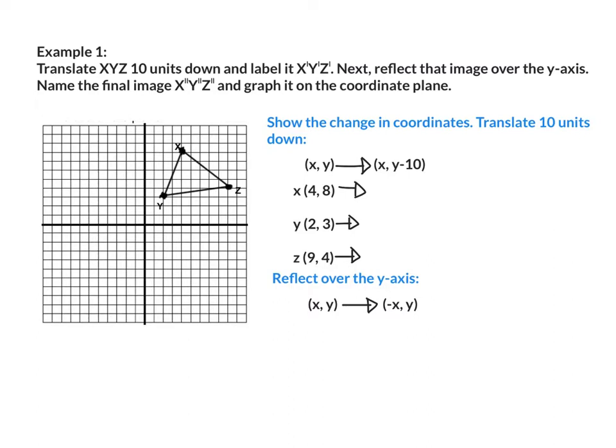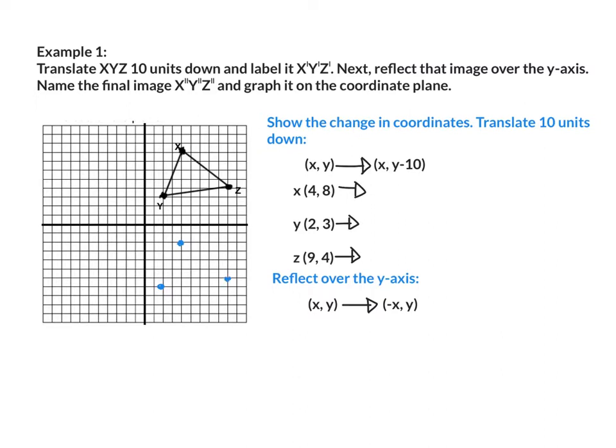Okay, so first what I'm going to do is move 10 units down from each coordinate. So I'm going to start with my Y coordinate. So I'm going to move 10 units down. 1, 2, 3, 4, 5, 6, 7, 8, 9, 10. Now my X coordinate, I'm going to move 10 units down. 1, 2, 3, 4, 5, 6, 7, 8, 9, 10. And now my Z coordinate, I'm going to move 10 units down as well. 1, 2, 3, 4, 5, 6, 7, 8, 9, 10.